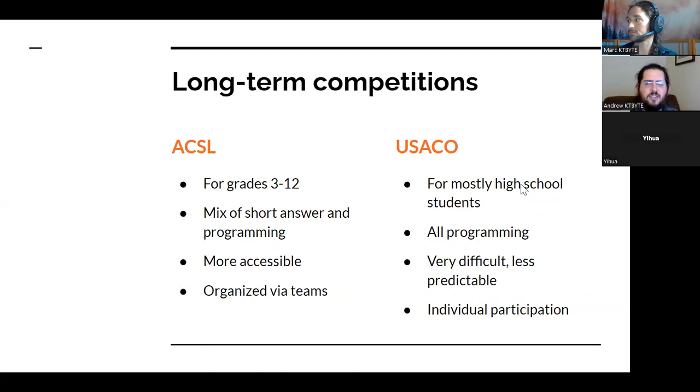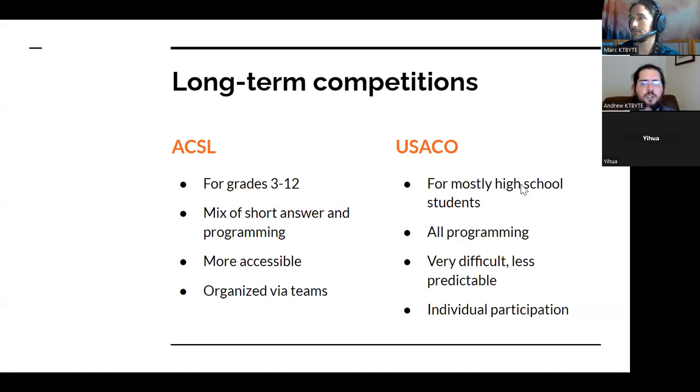So ACSL is American Computer Science League. It's grades 3 through 12 at various divisions, and we'll see a little bit more about how the difficulty levels work a little bit later. It's a mix of short answer and programming tasks. So in a way, it's one of the most well-rounded competitions.